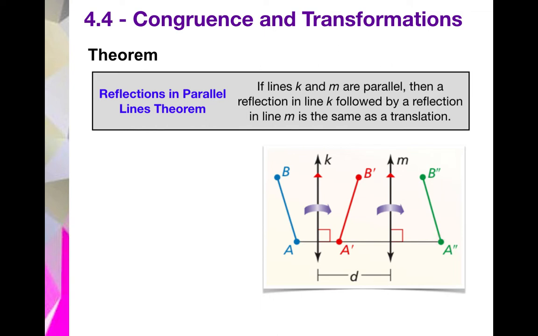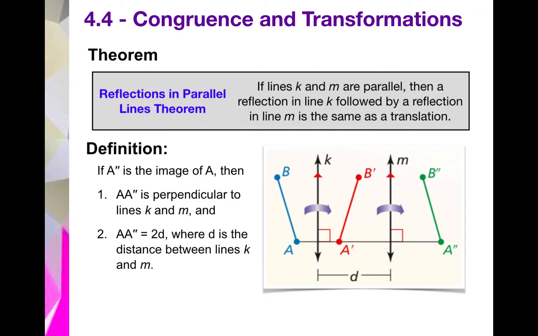And what's also interesting is that the distance has something to do with the parallel lines. So the movement for point A to become A double prime, it's going to move perpendicular to the two lines, and the distance from A to A double prime is 2 times the distance between the two lines. So it moves perpendicular, and it also moves a distance that is 2 times the distance between the parallel lines. That's the theorem for reflections and parallel lines.